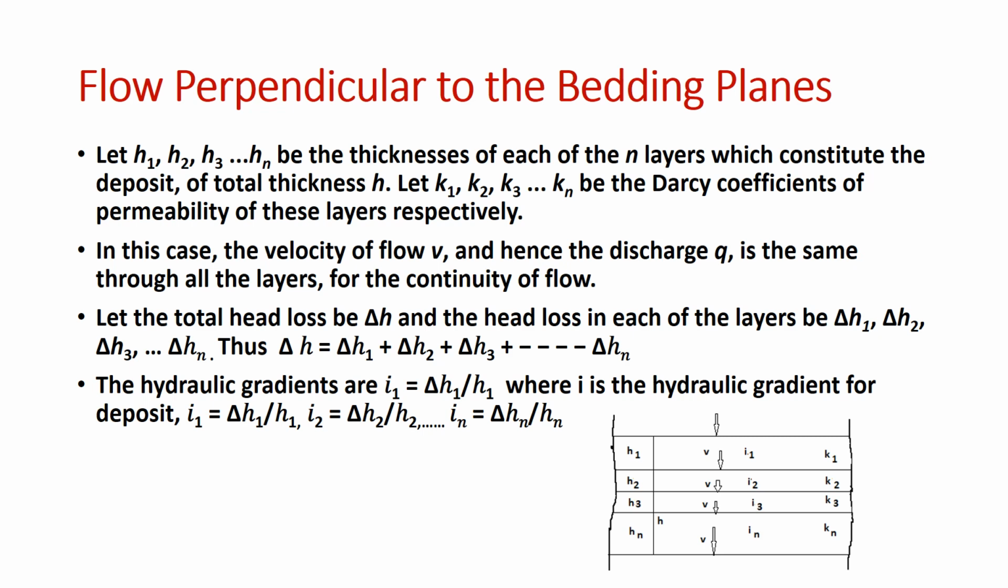So H we can consider equal to h1 plus h2 plus h3 and so on, plus hn. The total head loss, delta H, will be equal to delta h1 plus delta h2 plus delta h3, the sum of all the layers. Then for the hydraulic gradient, we know i1 will be equal to delta h1 upon h1, i2 will be delta h2 by h2, i3 delta h3 by h3, and so on. This way we can determine the hydraulic gradients.